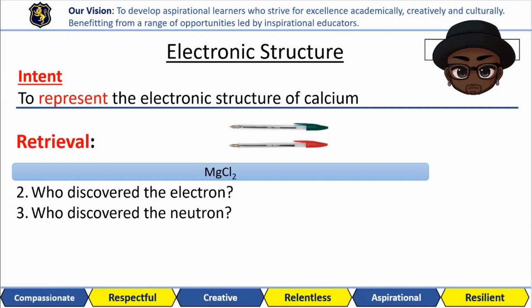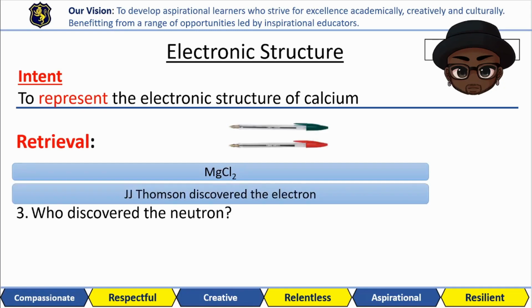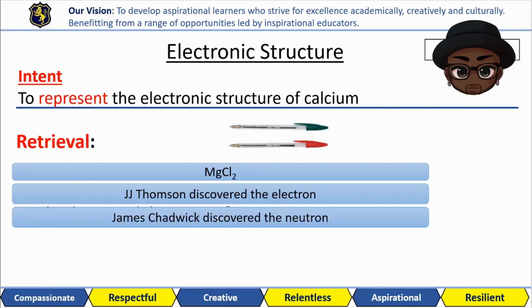Magnesium chloride is MgCl2. J.J. Thomson was the guy that discovered the electron. And James Chadwick was the guy that discovered the neutron.